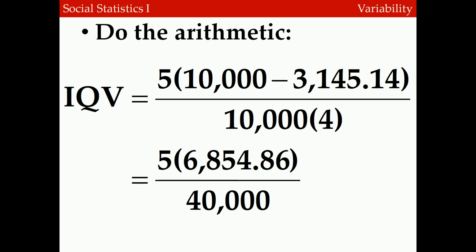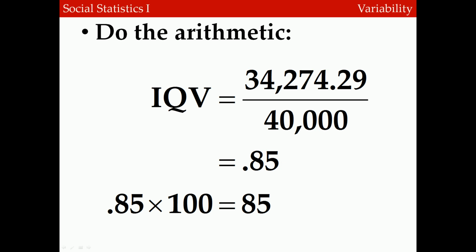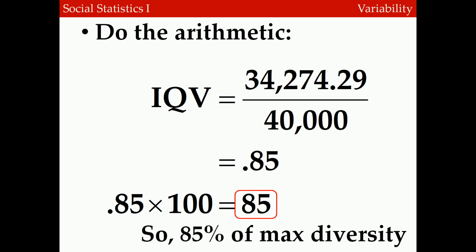6,854.86. And then in the denominator, we have k minus 1, or 4, times 100 squared, or 10,000, which is just 40,000. When we further do the arithmetic, we find that in the numerator, we get 34,274.29, and of course 40,000 in the denominator, which works out to a value of 0.85. Multiplying that by 100, we see that the value here is 85%, which means that this distribution is approaching 85% of maximum possible diversity, which is a relatively high amount of diversity, because it's closer to 100 than 0.